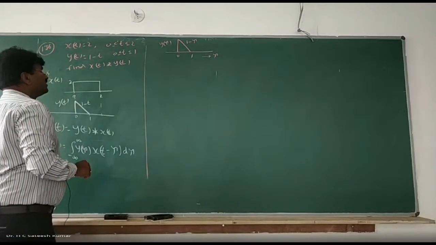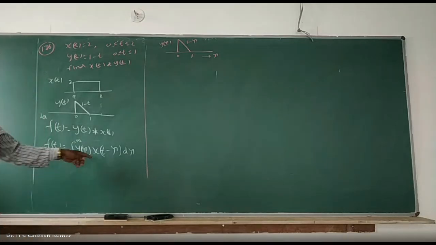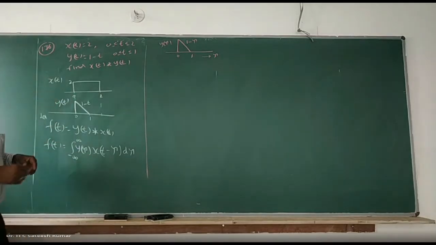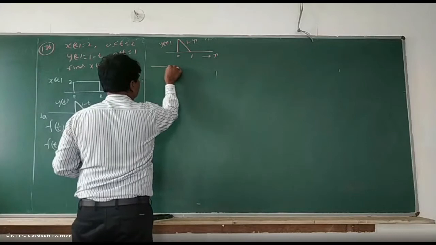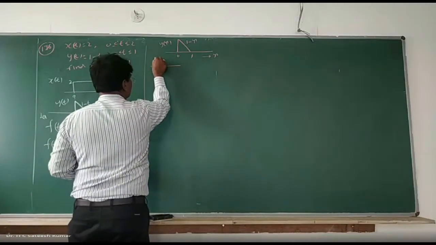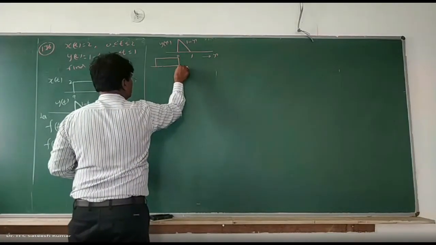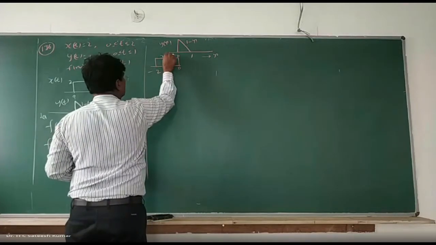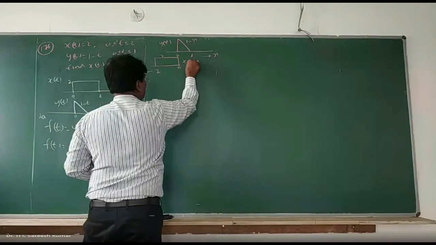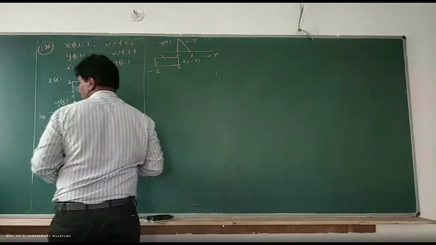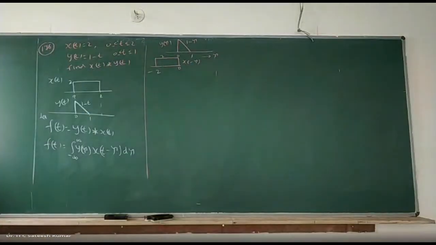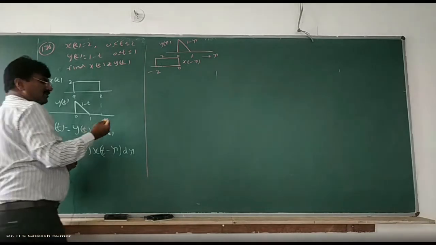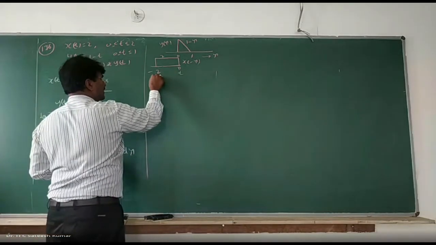You will get it here on the tau axis. Y of tau and x of minus tau. X of minus tau means what? Fold it. 0 to minus 2, amplitude is 2, x of minus tau, we got it. Okay, right. That zeroth value will be taken as t. This is t minus 2.